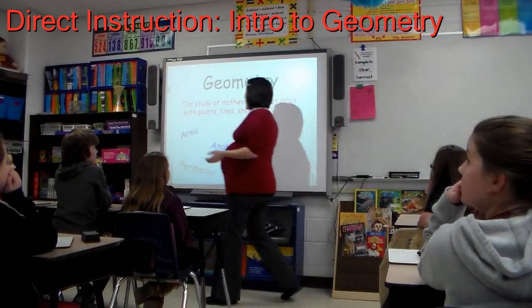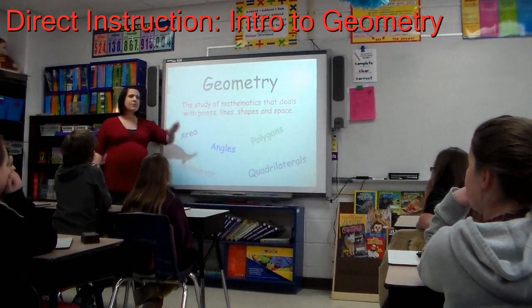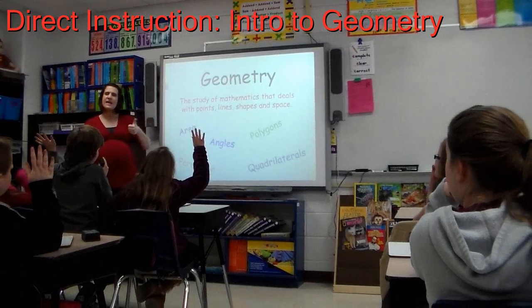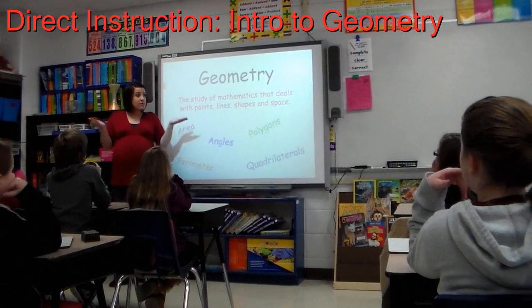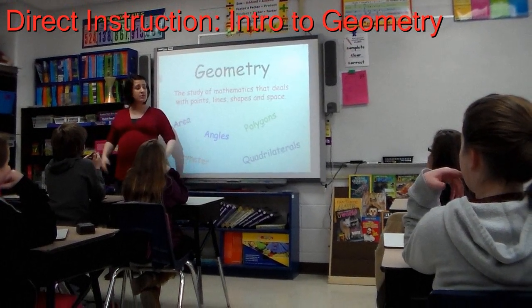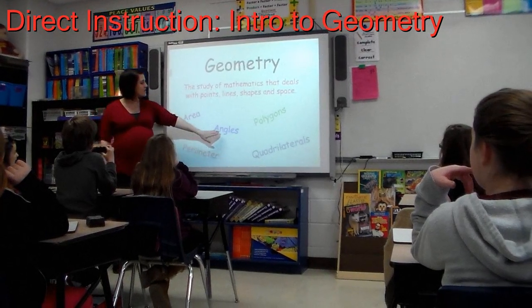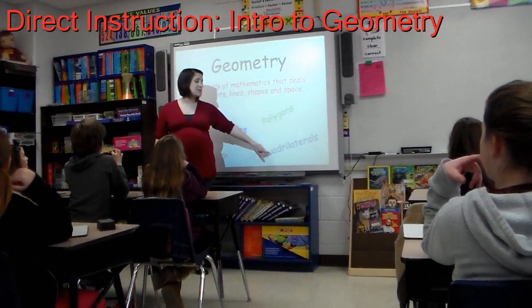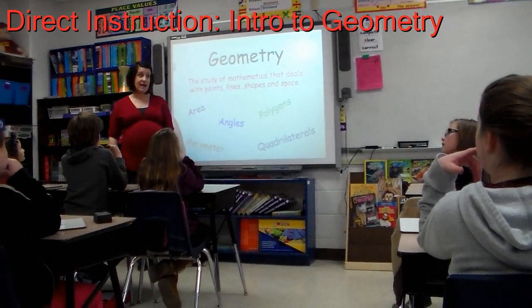We're going to be learning about area and perimeter. How many people remember area and perimeter from 3rd grade? Good, good. It gets a little more difficult in 4th grade, but for the most part, you've already learned how to do that. Awesome. We're also going to be talking about angles, polygons, and specifically quadrilaterals today.